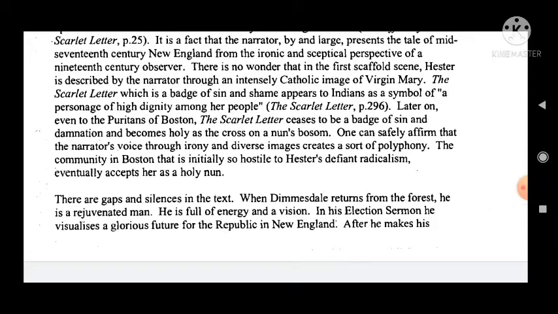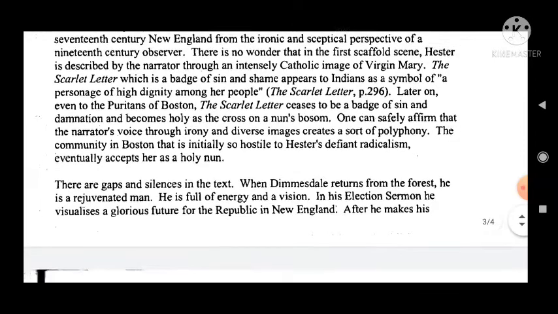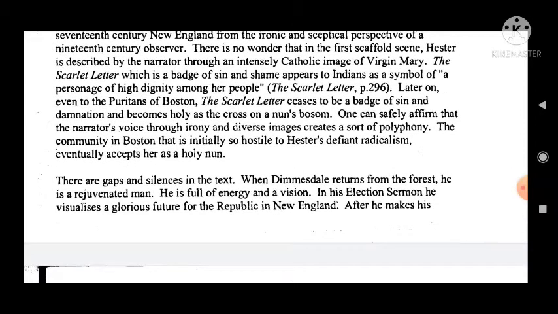It is no wonder that in the first scaffold scene, Hester is described by the narrator through an intensely Catholic image of the Virgin Mary. The Scarlet Letter, which is a badge of sin and shame, appears to the Indians as a symbol of a personage of high dignity among her people. The Scarlet Letter, page 296.